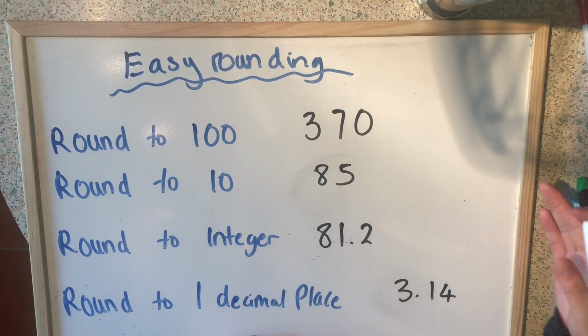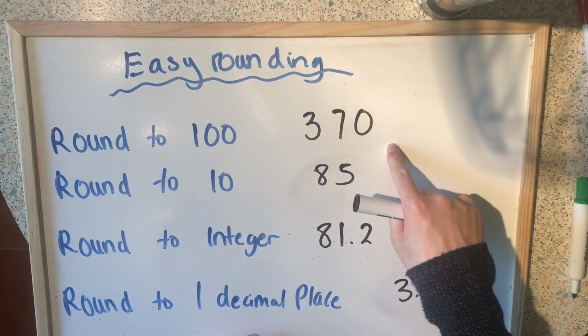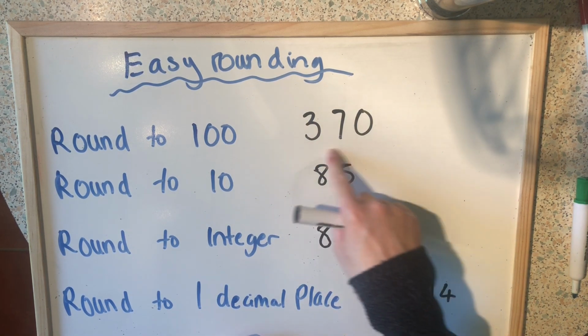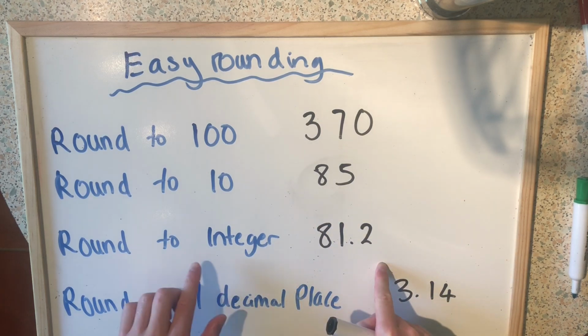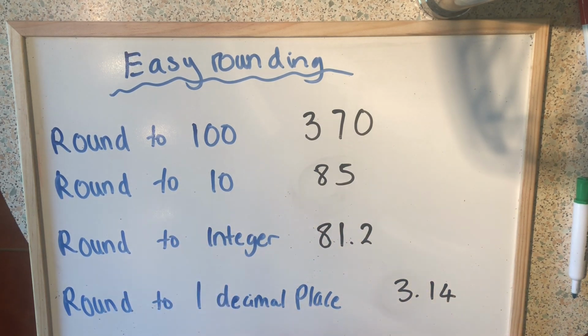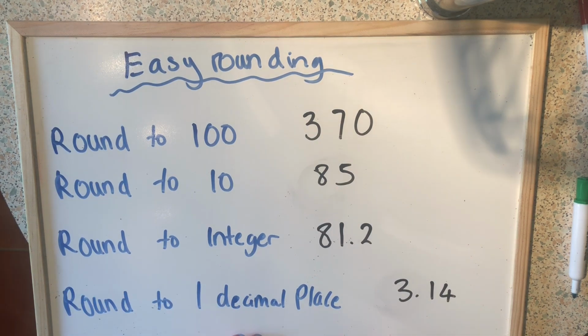Okay, so here are some questions for you to try. I want you to round this 370 to 100. I want to round this 85 to 10. Round this 81.2 to the nearest whole number. And round this 3.14 to the nearest decimal place. So please pause this video now and give it a try, and I'll go through the answers.